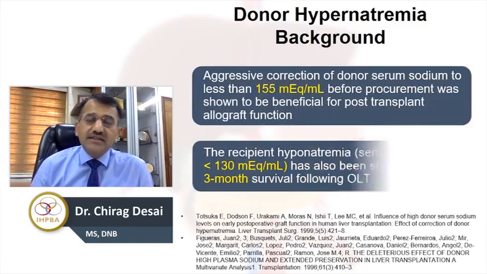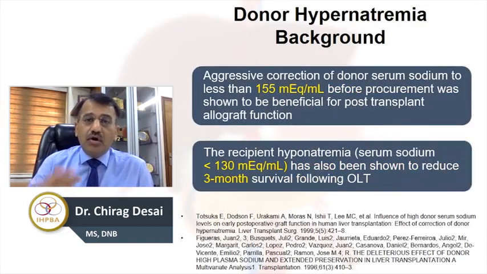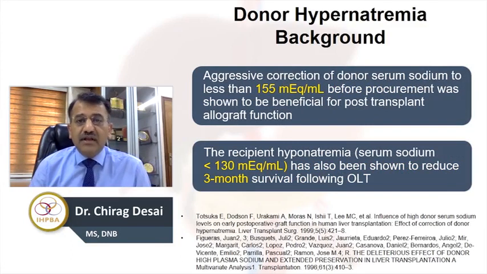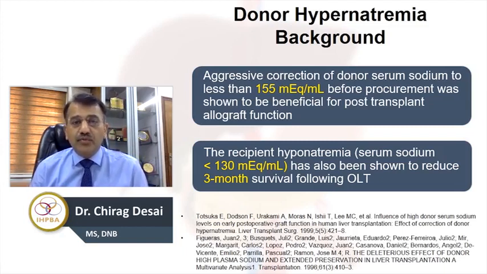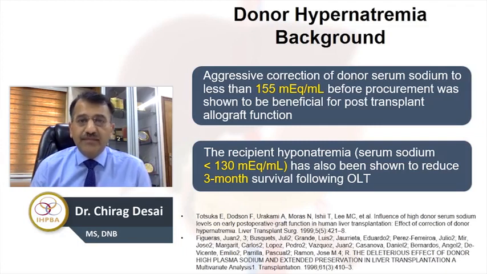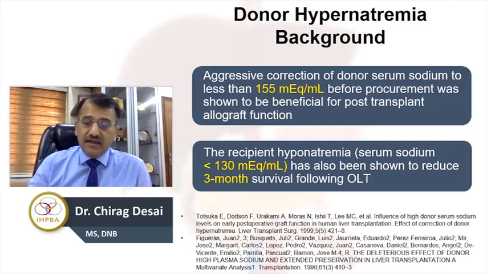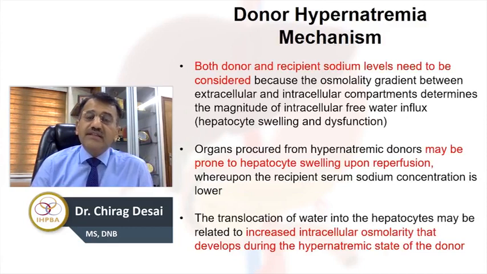However, the current consensus is that no sodium level is an absolute contraindication. If the donor is hemodynamically stable, time should be utilized to improve the sodium level in the donor and then utilize the liver. Both the donor and the recipient sodium levels are important. Recipients usually have low sodium levels and donors have high sodium levels.